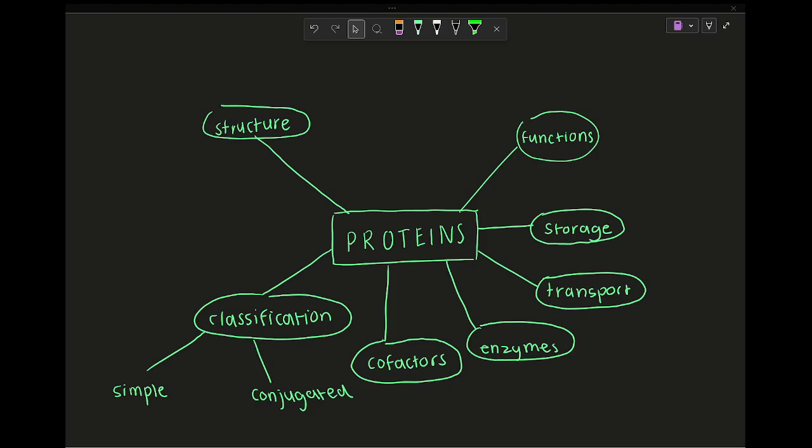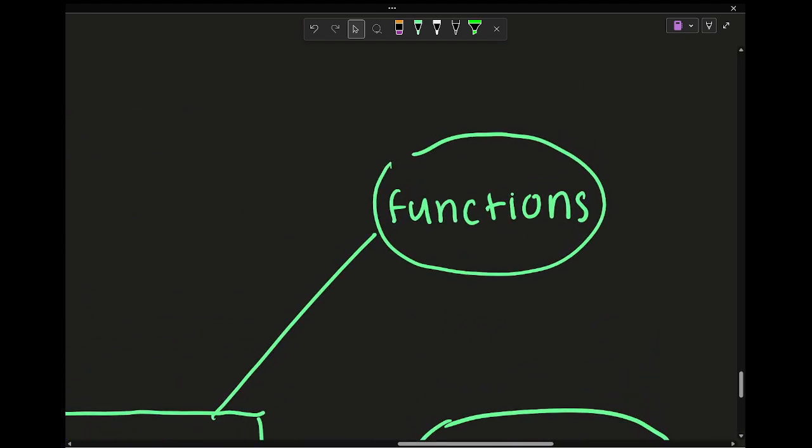So this time let's continue on with proteins. With proteins, they're basically amino acid polymers, polypeptides, and they have peptide bonds which help to make them. So let's talk about their functions. Their main functions include structure, storage, transport, defense, and enzymes.